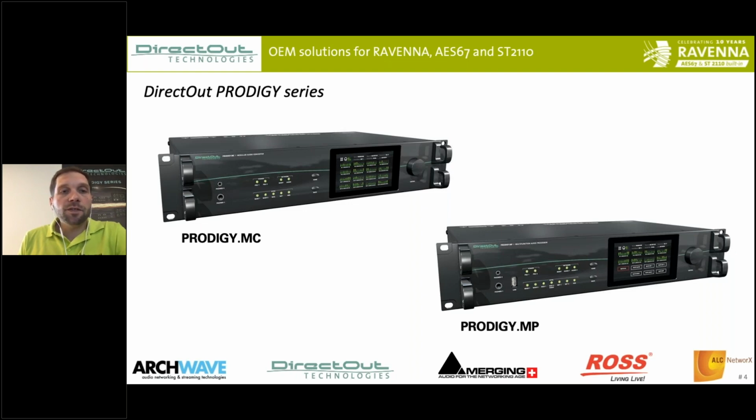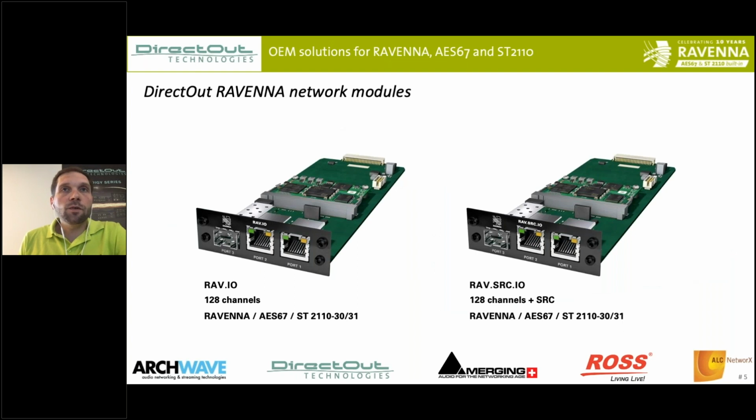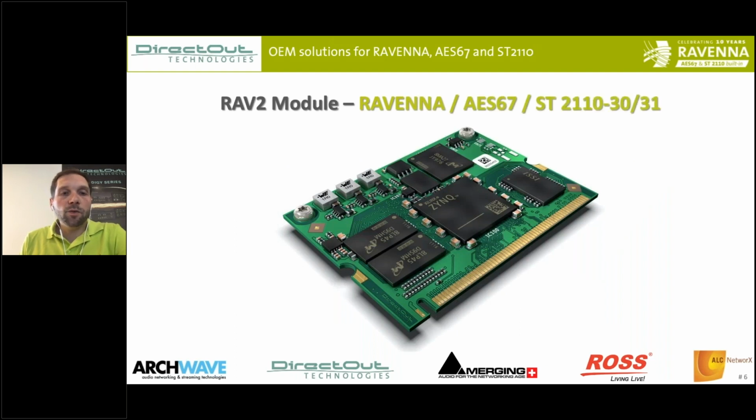And for those boxes, we needed a Ravenna module, which looks like this. We have 2 types now, just a standard Ravenna IO, and we will soon publish the Ravenna SRC IO, which will then have SRCs for all the Ravenna channels in and out. And as you can already see on this module, there's a little mini PCI module, which we now also offer as an OEM solution for those who are interested to implement Ravenna as well in their devices.